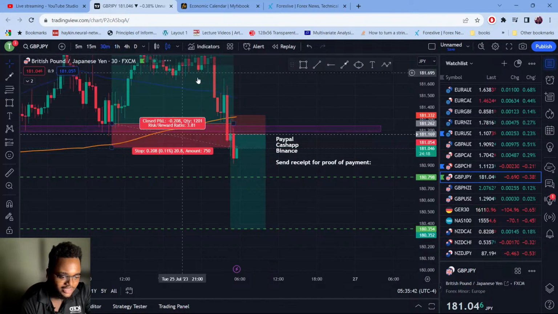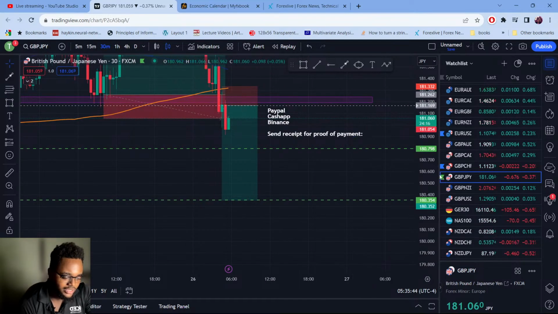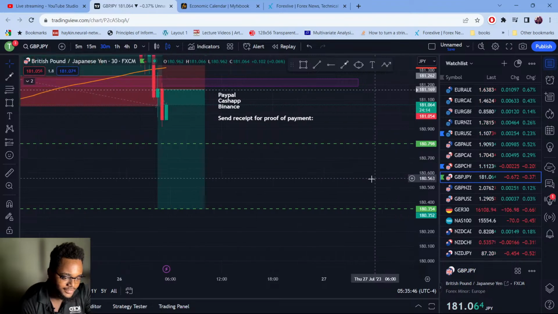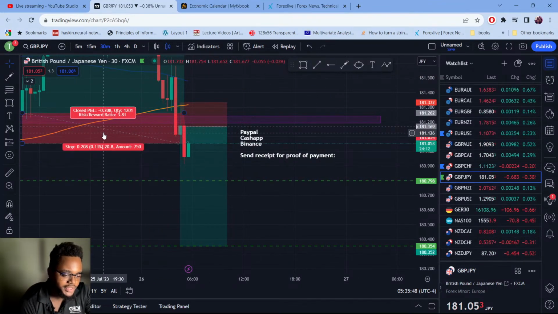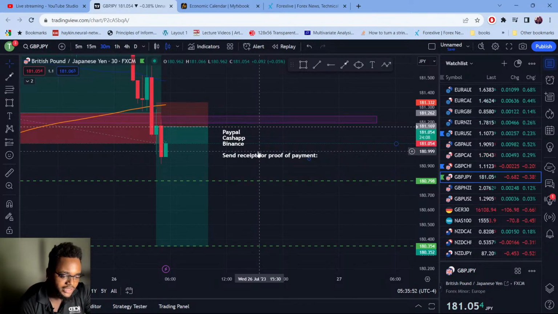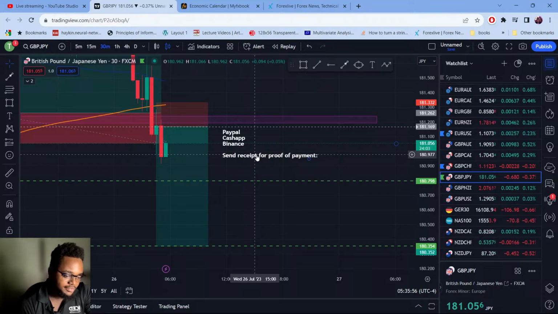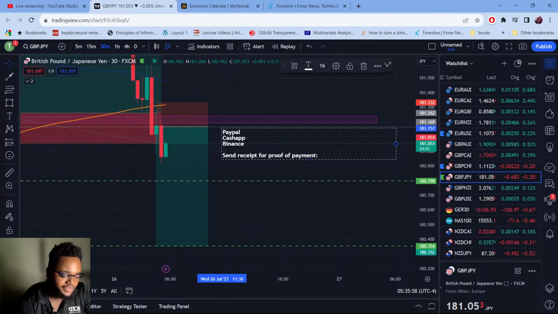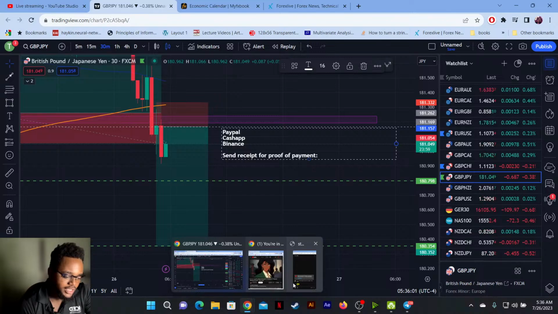I don't really understand the point in counting pips. Percentage return makes more sense to me than counting individual pip movement, right? But it is what it is. Whatever works for you, whatever floats your boat. It is what it is.